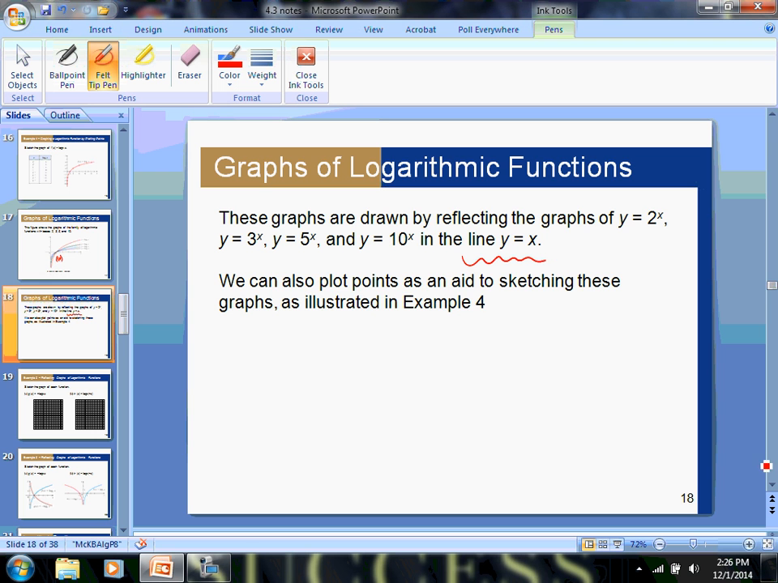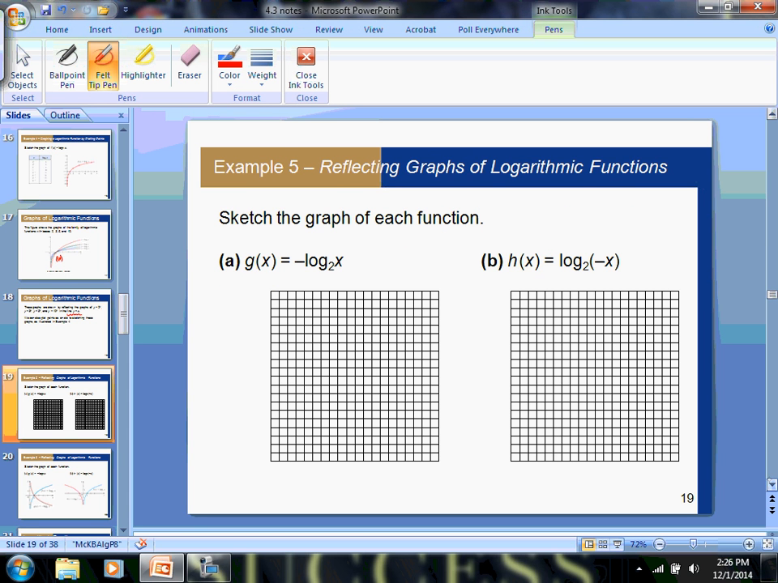Okay, now our last example then is to graph these two functions. And in example 4, we had log base 2 of x that we were graphing. So this is basically the same function, except they've just changed it slightly. They've added a negative in front of the whole function for g of x, and they put a negative in with the x for h of x. Now, just doing that one simple thing is going to change our graph just a little bit.